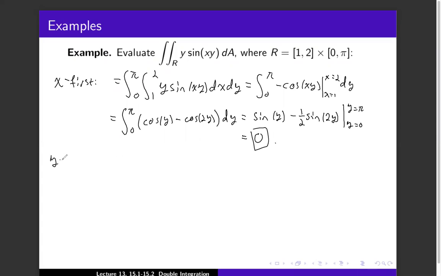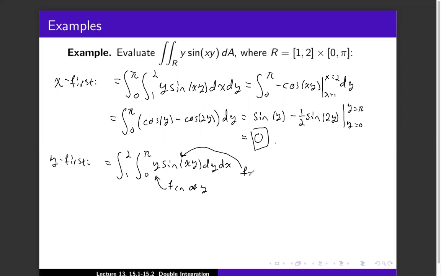Well, that wasn't that hard, but what if we tried doing y first? Y first, this would become the integral from 1 to 2, integral from 0 to pi of y sine xy dy dx. Now that you would have to do by parts. In this case, you've got one function of y times another function of y. So you'd have to integrate this by parts. And while you can do that and it's not terrible, it's going to be a little trickier and more frustrating than just doing it with the simple u substitution. So in this case, it's much better to do this with x first. Okay, so let's keep going.